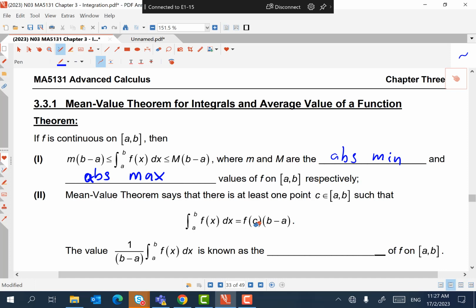Okay, Ethan, what do you think is the third blank? What is this? Average value. Right, average.